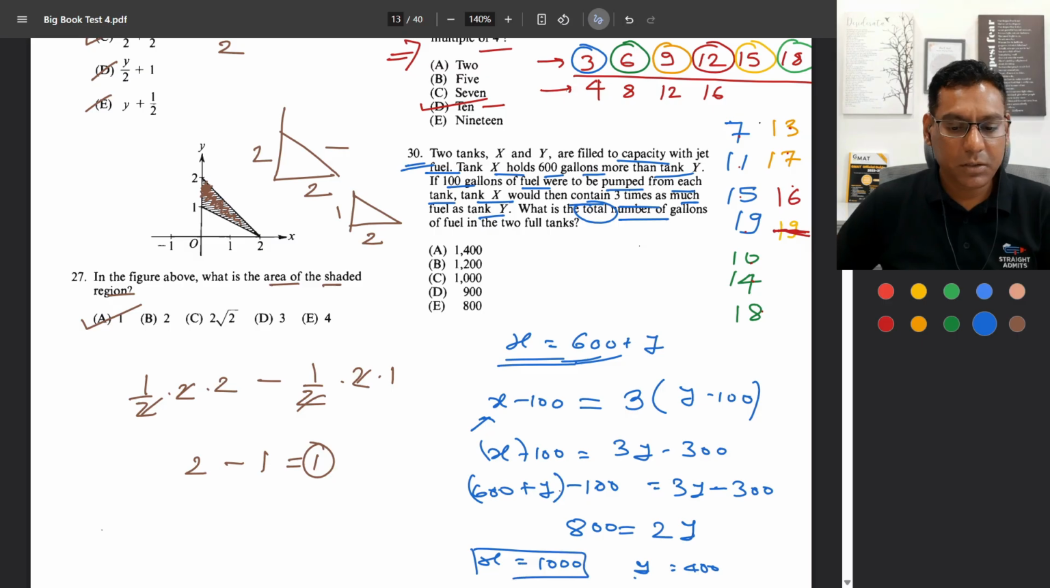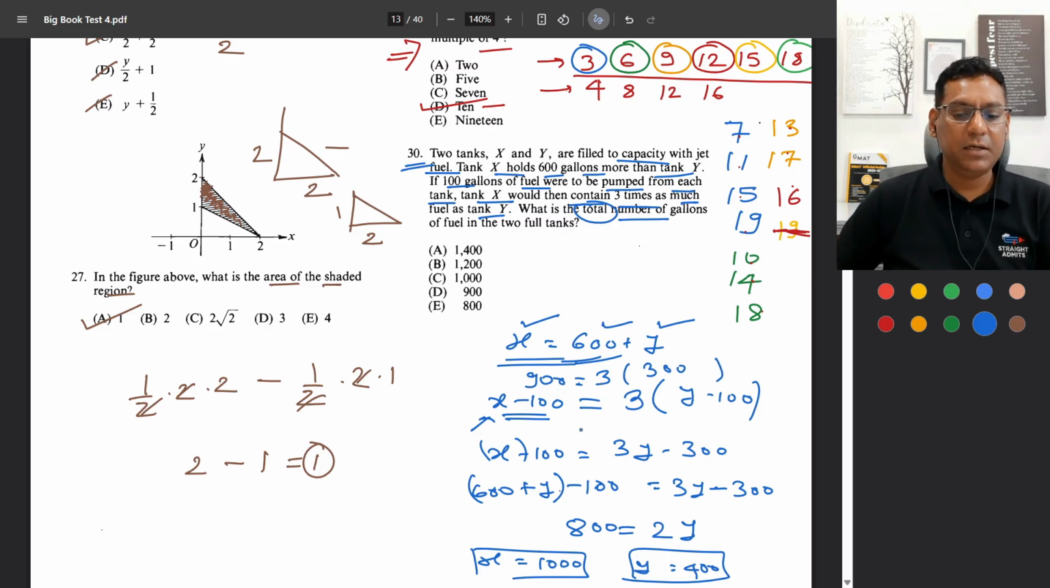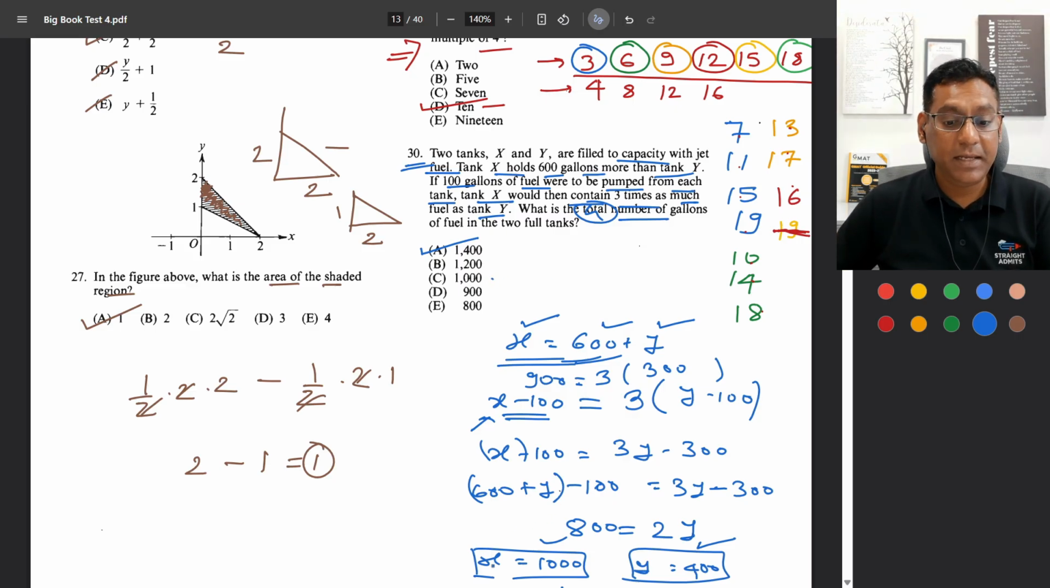Okay, let me put these numbers back to see if they are making sense. Is 1000 more than 400 by 600? Yes. In the second scenario, this would be 900 is equal to 3 times y minus 100, which is 300. Is 900 equal to 3 times 300? Yes. That means these numbers are correct. But what are they asking? They are asking not for x and y, they are asking for the total. So that is 1000 plus 400, 1400. Don't mark 1000. That would only be x. So always be careful what they are asking.